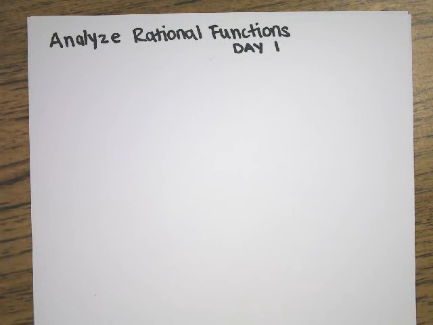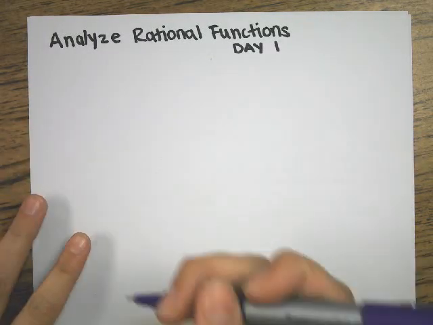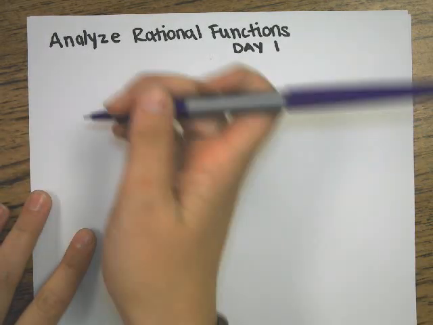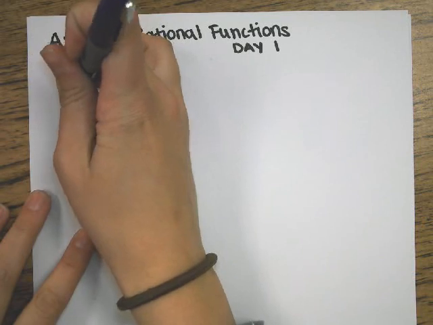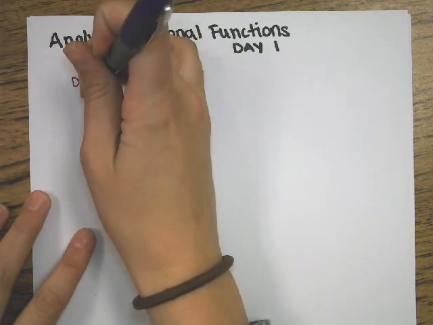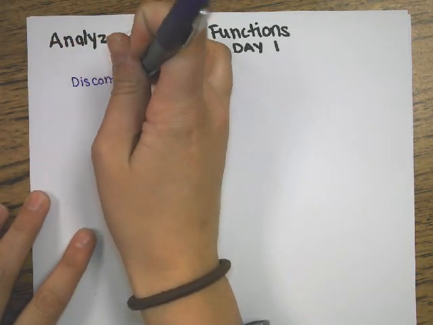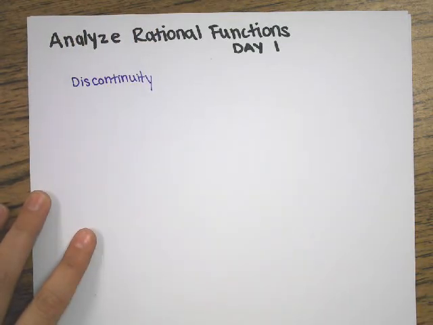We're going to be able to identify points of discontinuity, so points that kind of mess our function up. We're going to be able to decide which of those discontinuities are holes, be able to find x and y intercepts, and then find horizontal asymptotes for rational functions. So the first thing we're going to look at is discontinuities. We're going to briefly go over each topic, and then I'm going to do 2 example problems for you so you can see how to do this.